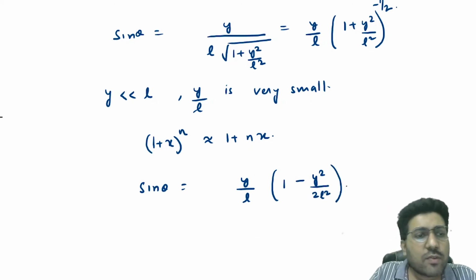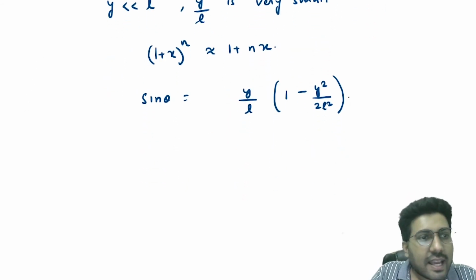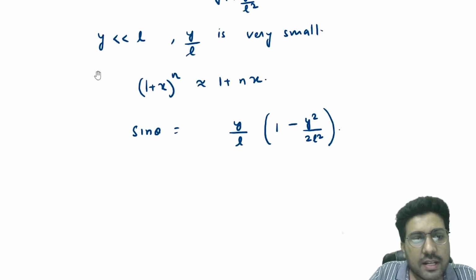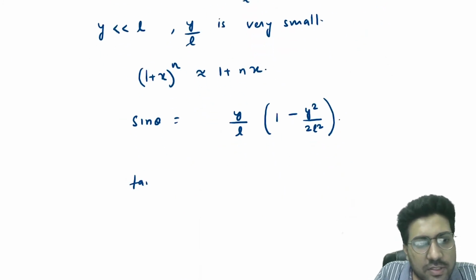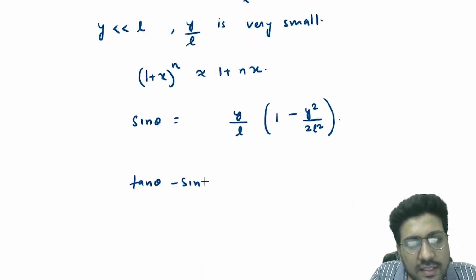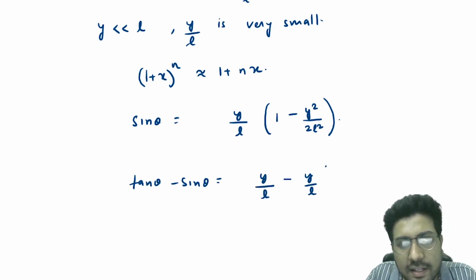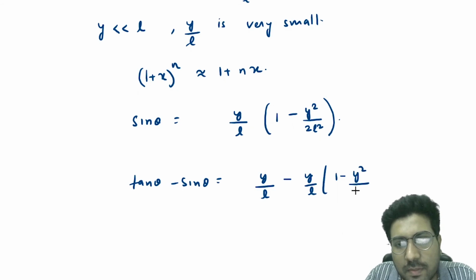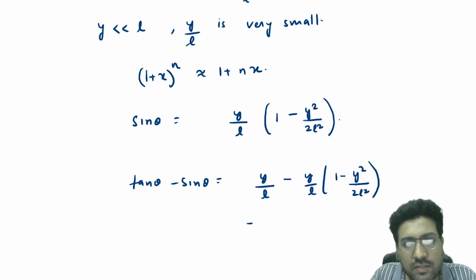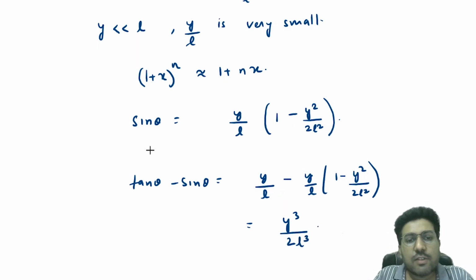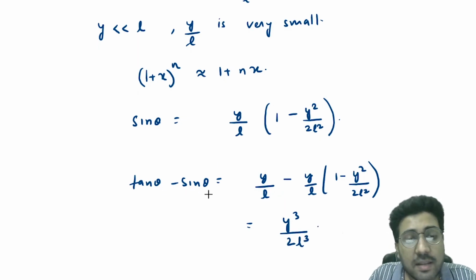Now once you've got this, tan theta minus sin theta will be how much? Tan theta minus sin theta is equal to y by L minus y by L into (1 minus y square by 2L square). From this y by L cancels, and you will get y cube by 2L cube. So this is the value of tan theta minus sin theta.